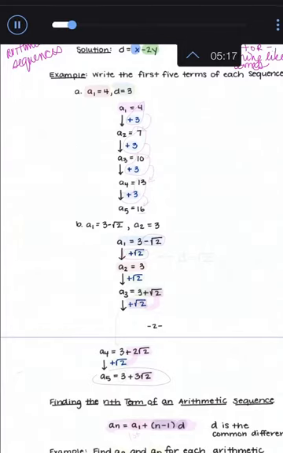Let's look at a couple examples that are a little bit different. Notice on this first one, they tell us that a sub 1 equals 4 and d equals 3. That means they're giving us a starting point with a sub 1 equals 4. And they're kind of giving us a map when they tell us that d equals 3.